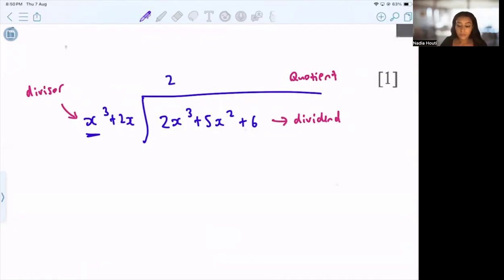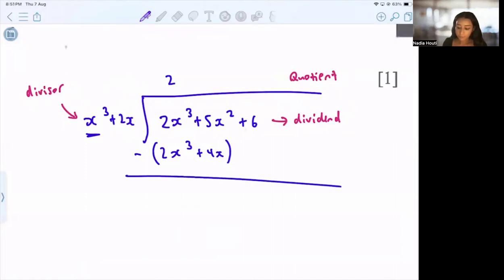Then again, just like how you do your regular long division for normal numbers, you will multiply 2 by the entire x cubed plus 2x, the entire divisor. So 2 times x cubed plus 2x will be 2x cubed, and then 2 times 2x will be 4x, plus 4x. So this whole thing, you're going to subtract from the top.